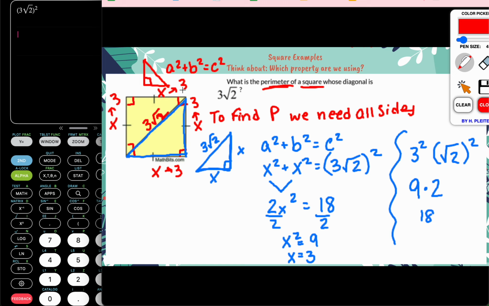What does the question want? It wants the perimeter. So perimeter is adding up all 4 sides, so perimeter is going to be 3 plus 3 plus 3 plus 3, which is going to be 12, and we'll go ahead and box that answer as well. Now, there might be times where we're going the other way.